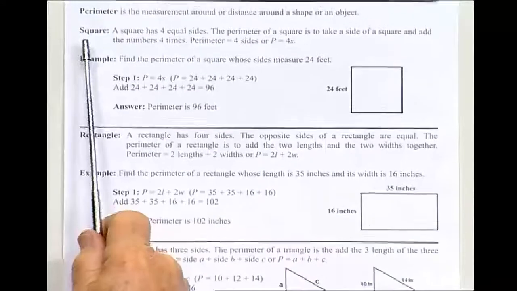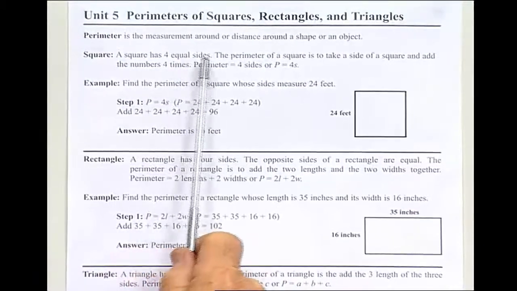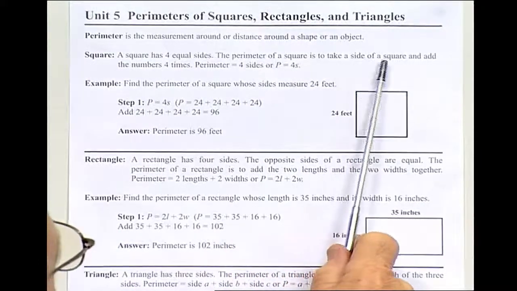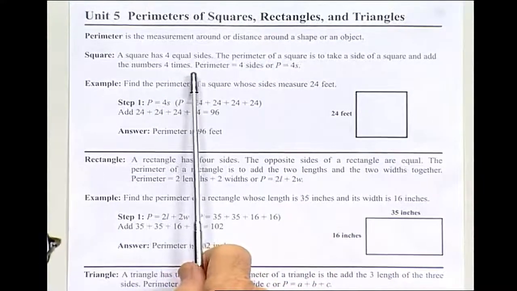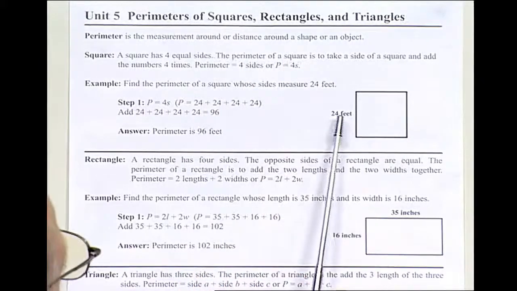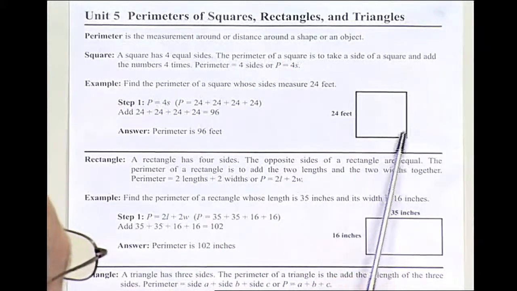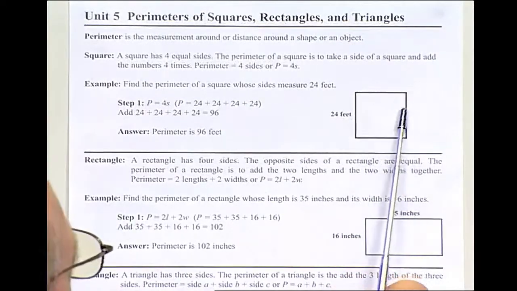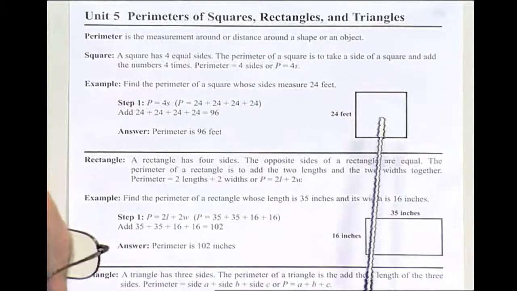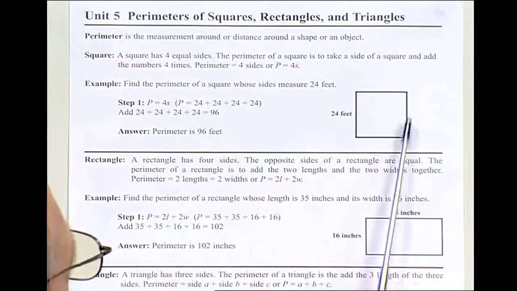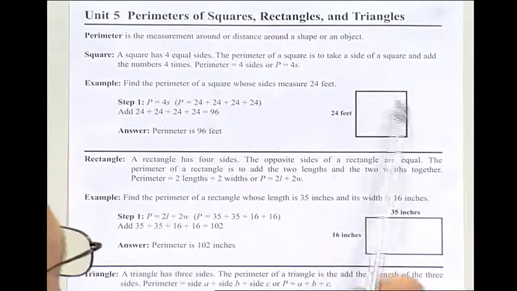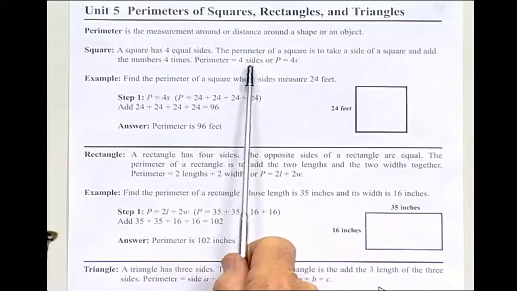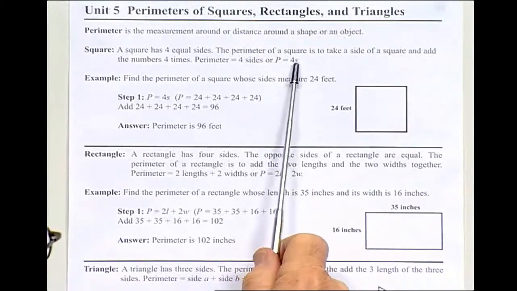Now, a square has 4 equal sides. The perimeter of a square is to take a side of the square and add the number 4 times. So we've got to take this number, since all 4 sides are equal, so 24 feet is here, then this is 24 feet, this is 24 feet, and 24 feet. You do not have to write it 4 times around the square because a square has all equal sides. So perimeter equals 4 sides, or P equals 4S.